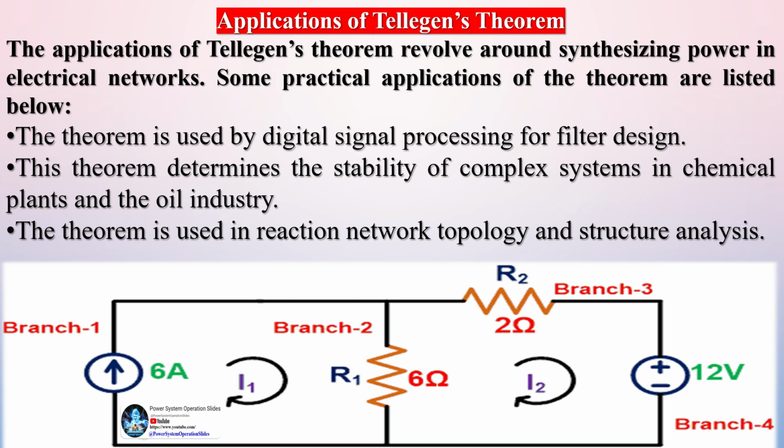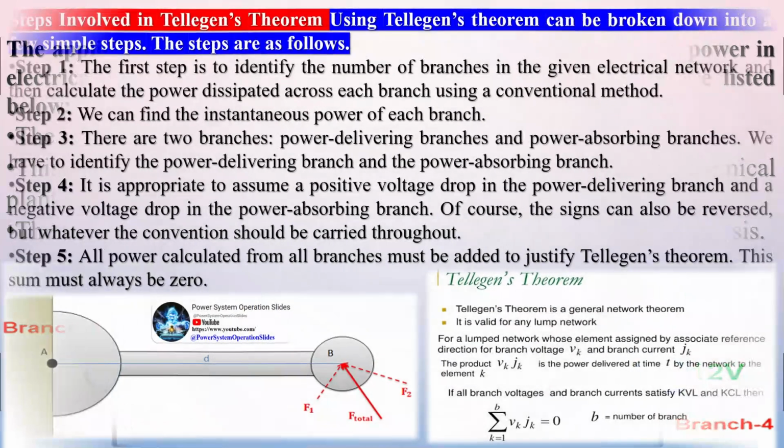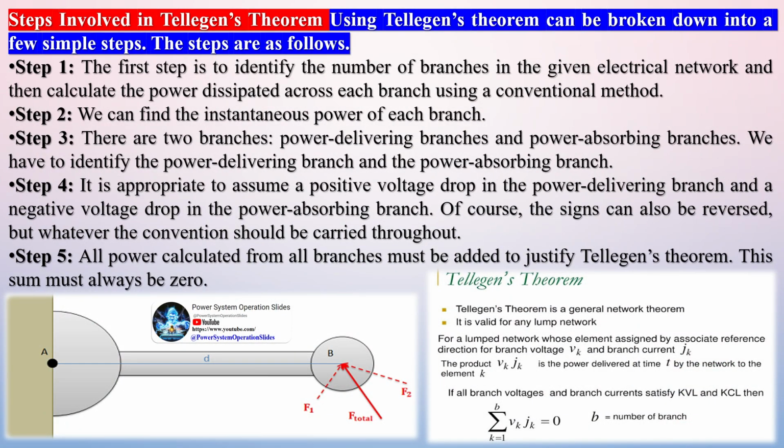Steps involved in Tellegen's theorem. Using Tellegen's theorem can be broken down into a few simple steps. The steps are as follows. Step 1. The first step is to identify the number of branches in the given electrical network and then calculate the power dissipated across each branch using a conventional method.